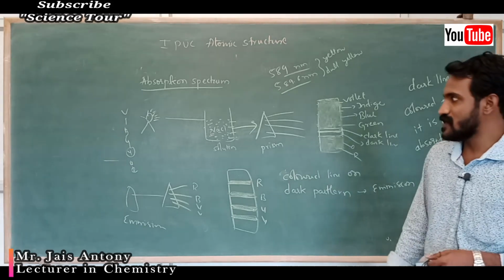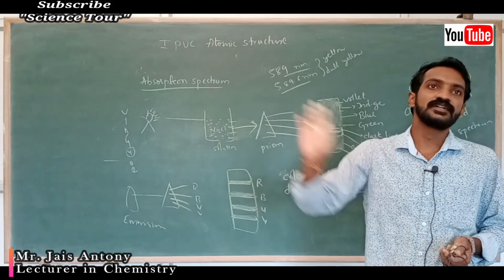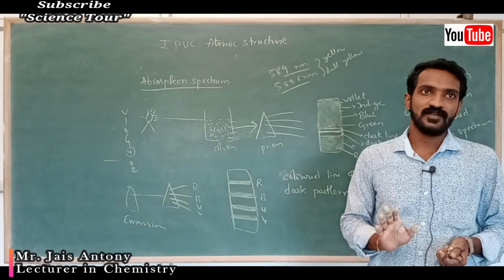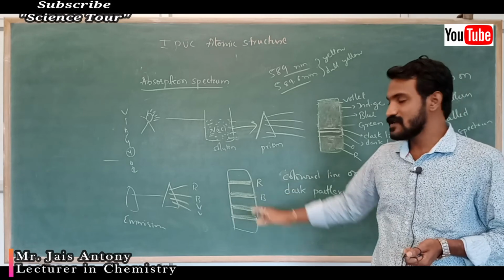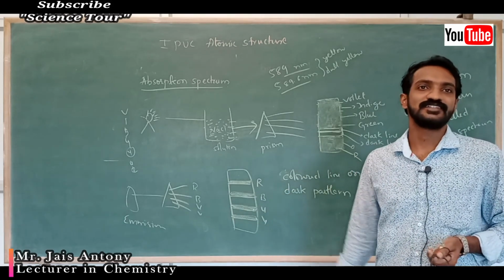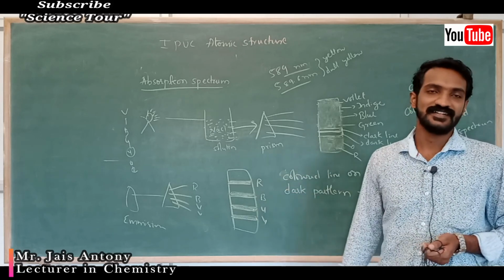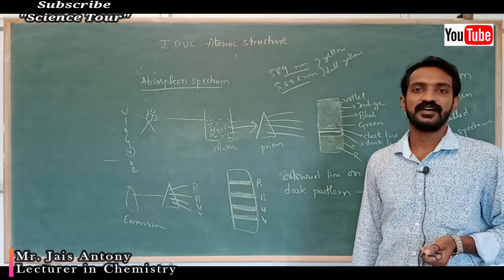Clear? Very simple. Something is absorbed, there you are getting dark color. That means dark lines on colored pattern. Here, colored lines on dark pattern: emission. Reverse, vice versa. Over. Study. Okay?